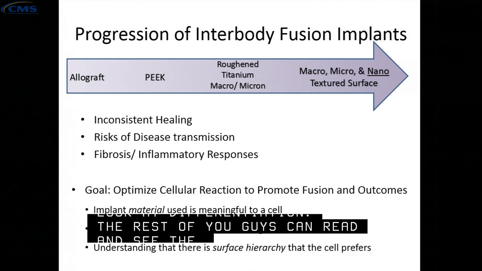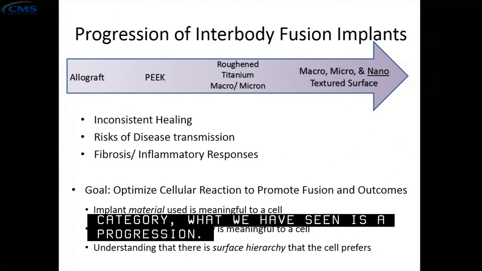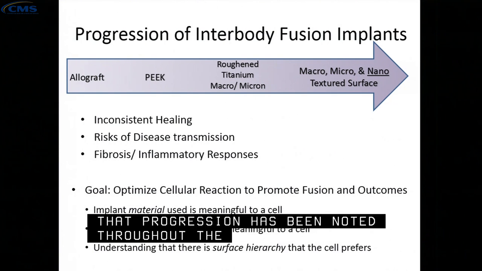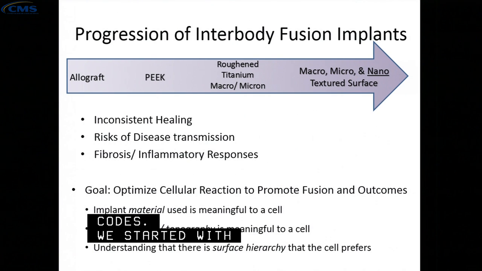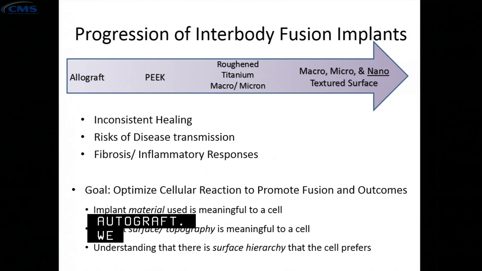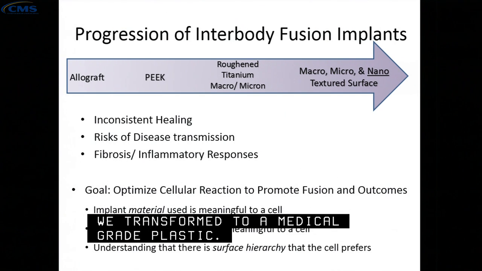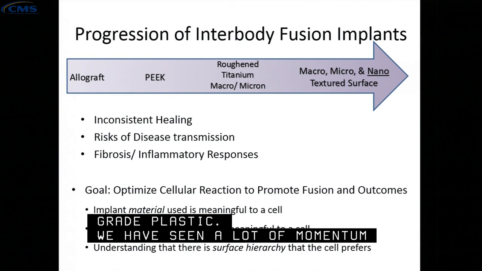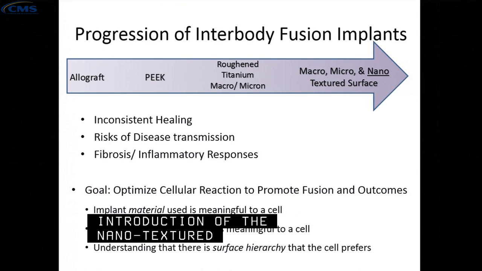In the fusion category, what we've seen is a progression, and that progression has also been noted throughout the history of ICD-9 and ICD-10 codes. We'll see this in just a second. We started with bone or allograft, also autograft, transformed from there into PEEK, polyether ether ketone, which is a medical grade plastic. We've seen a lot of momentum now in the market transitioning to roughened titanium. And now the new innovation is the introduction of the nano-textured surface that has that cellular response we're looking for to help the body help itself.